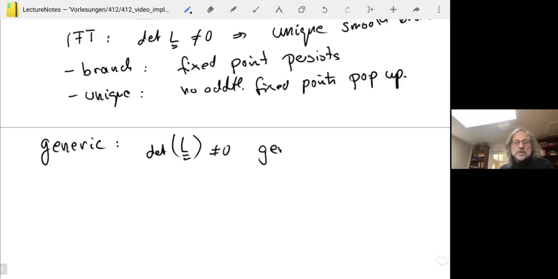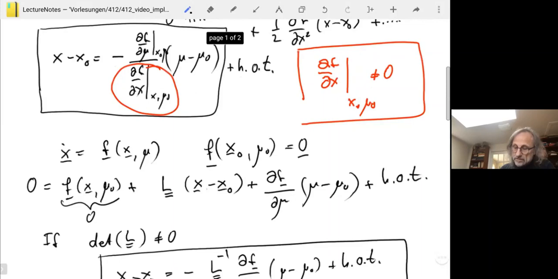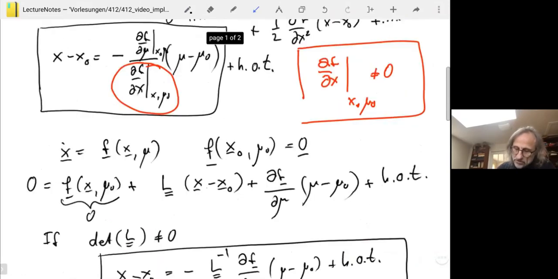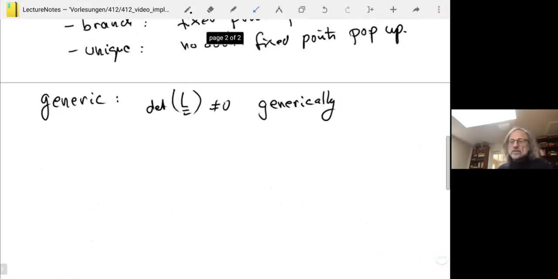Or in other words, generically, if you start at some fixed point, you will be able to continue it. It's only in special situations that you cannot do that. And those are the special situations we will be interested in, because if the branch just continues smoothly, there's not much happening on a qualitative level. Numbers change, but not qualitatively. Okay, so generically, we have a branch.